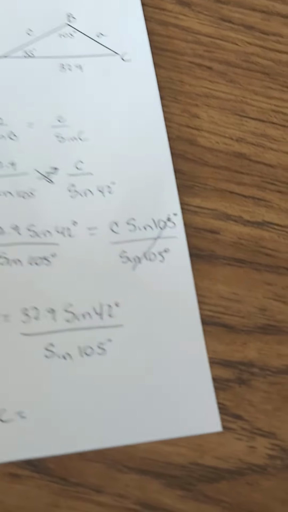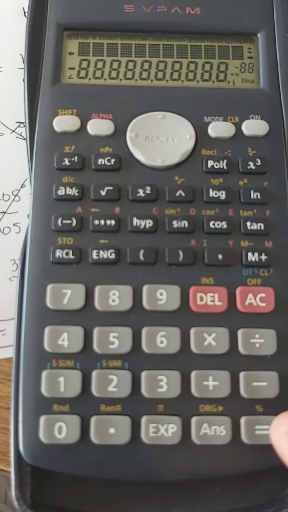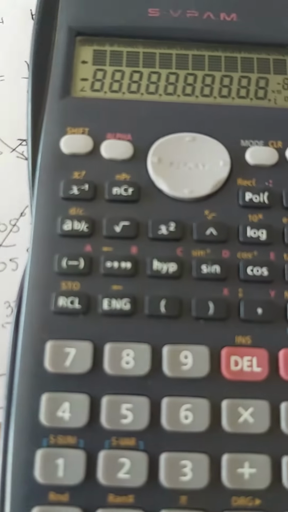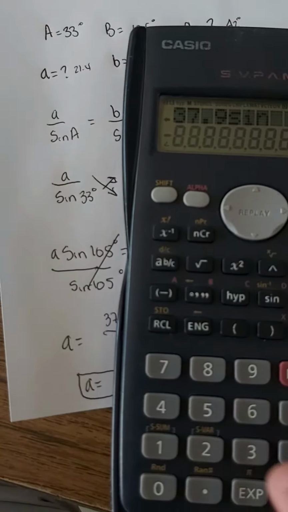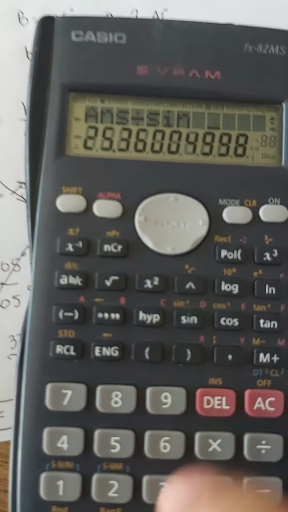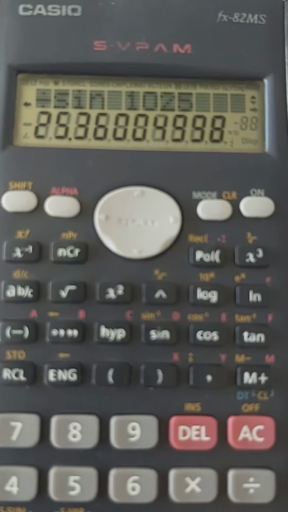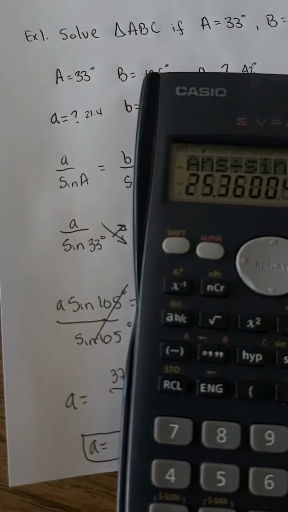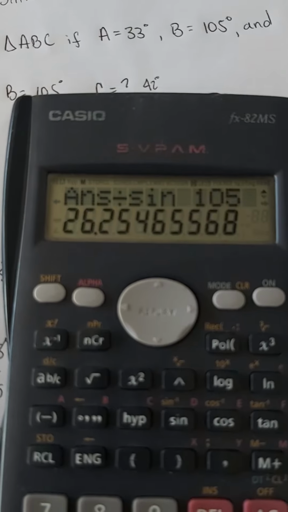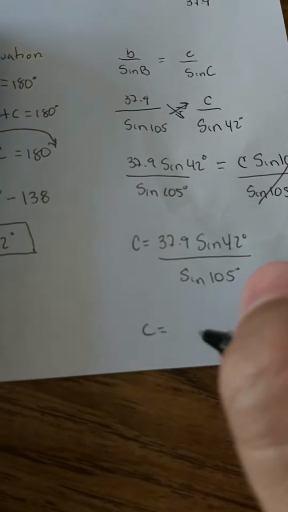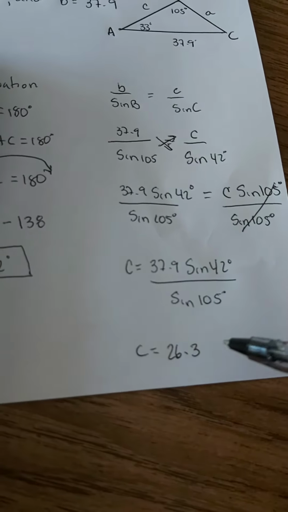Okay, so let's take out our calculators, and we get 37.9 sine of 42 divided by sine of 105. That is equal to 26.3. C equals 26.3.